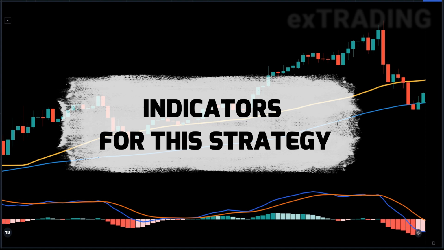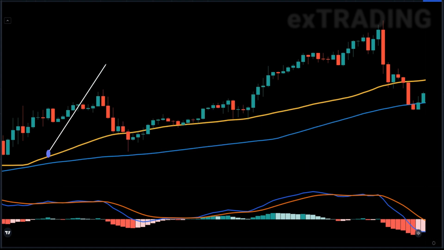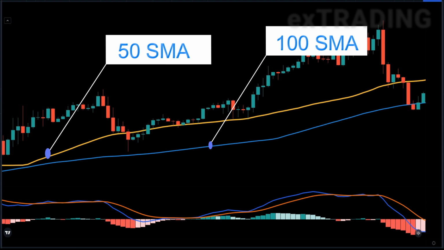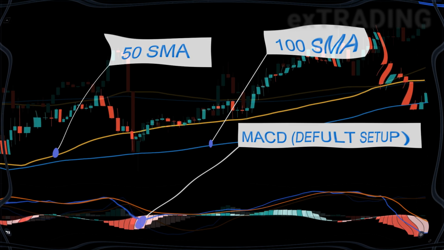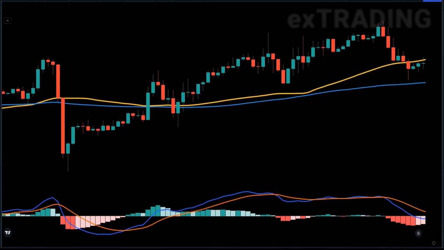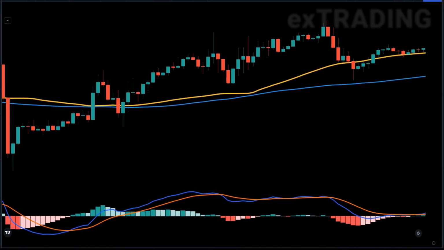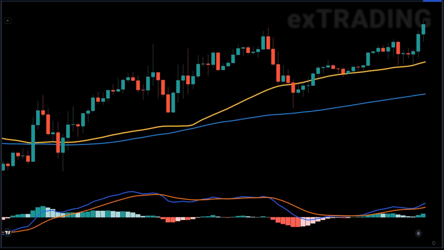This strategy uses the following indicators: 50 simple moving average, 100 simple moving average. MACD uses the default setup. The 50 simple moving average is used as a signal line that triggers the trades, while the 100 simple moving average gives clarity to the trend. The simple moving average can be hourly or daily, depending on the charts. Meanwhile, the MACD confirms that the momentum is in motion. The main idea is to buy or sell when the price crosses the simple moving average in the trend direction as confirmed by the MACD.